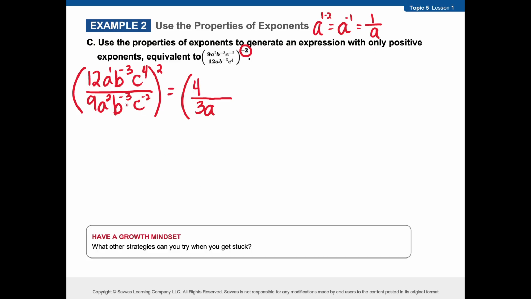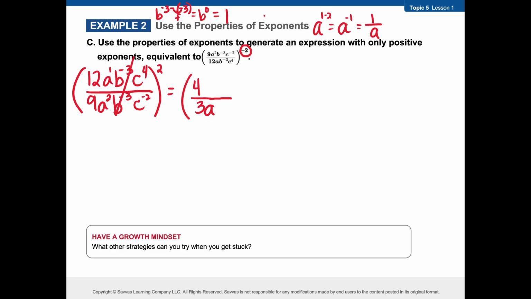b negative 3, very simple, cancels each other out. Another way that you can tell it would cancel out, if I do negative 3 minus another negative 3, that's a double negative, which turns into a plus. Negative 3 plus 3 is 0. Any number, any variable, ever to the 0 power will always equal a 1.